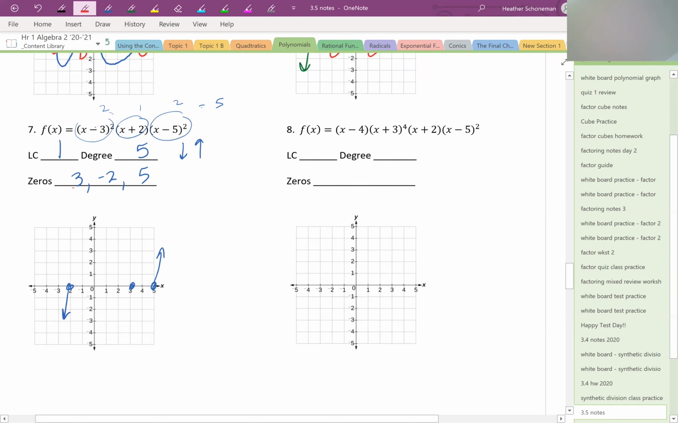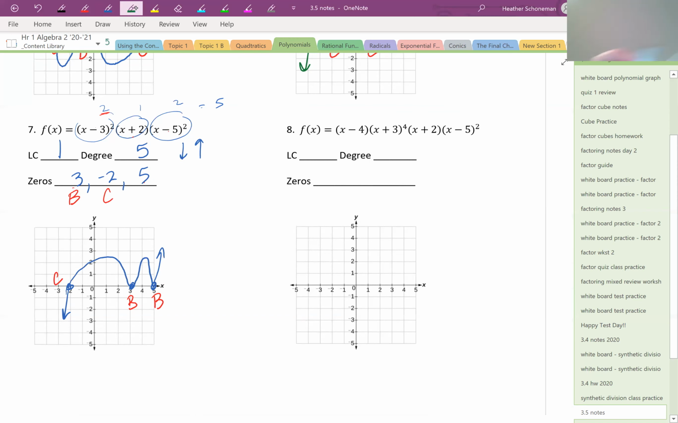The 3 occurs 2 times. 2 is even. It's going to bounce at 3. -2 occurs 1 time. That's odd. It's going to cross at -2. 5 occurs 2 times. That's even. It's going to bounce at 5. So I got a bounce, cross, and bounce.